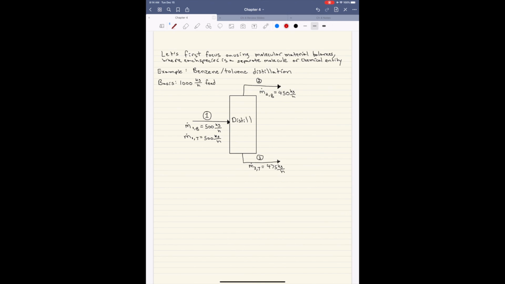What's not given initially is the flow rate of the toluene in the top stream, and we are also not given the flow rate of benzene in the bottom stream. So for this example problem, what we want to do is find out what M2T and M3B are. And we're going to do this by using material balances.